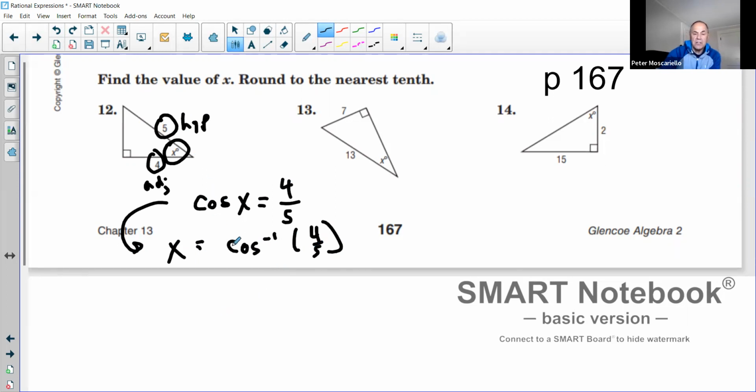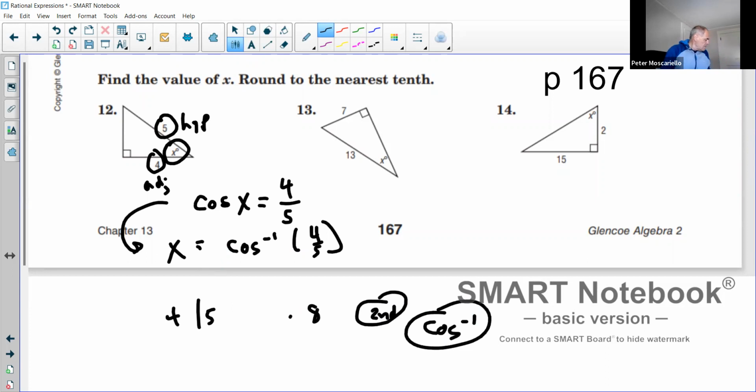So what you do on your calculator, if you're using the phone, you hold it landscape and you do 4 divided by 5, which gives you 0.8. And then you hit the second button, and then you see a button that says inverse cosine, and it'll give you the angle. I should do it too. Again, with your graphing calculator, it's easy. You just hit the second button, inverse cosine, and then you type in your 4 divided by 5. You can do it right like that. So let's see on my phone.